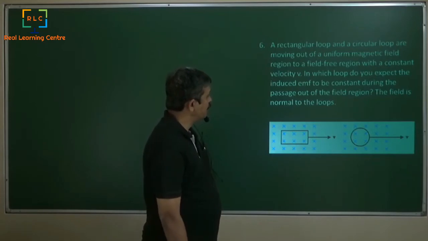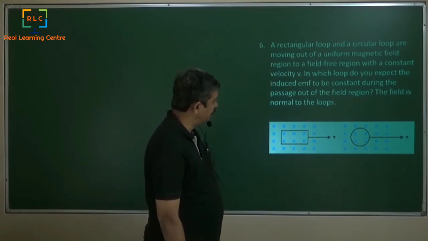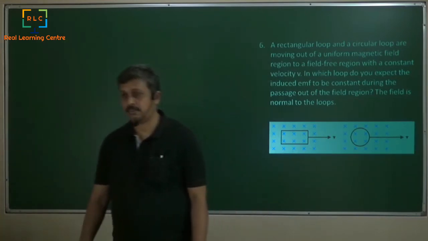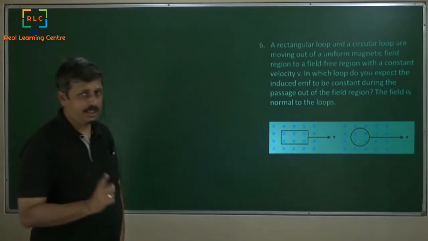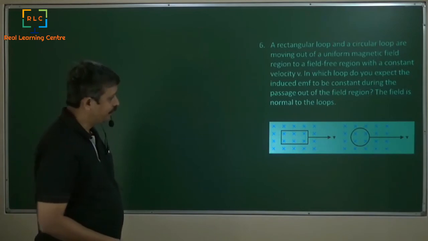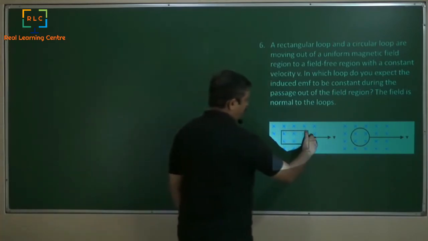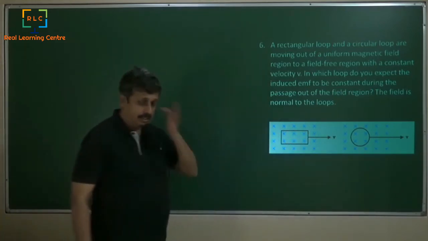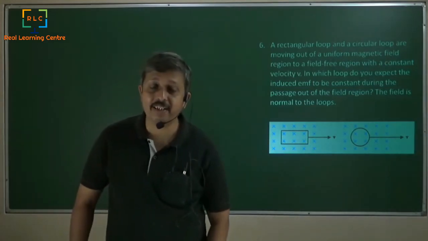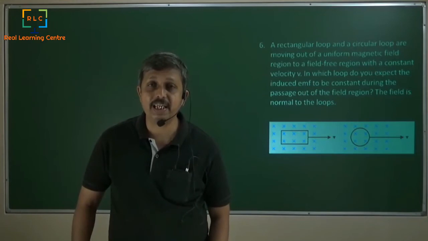In which loop do you expect the induced EMF to be constant during the passage out of the field region? The field is normal to the loops. Very interesting question. This is one level of extra thinking that you need to do. When the loop is going out of the field, how much the flux is reducing depends exactly on how much area is reducing.